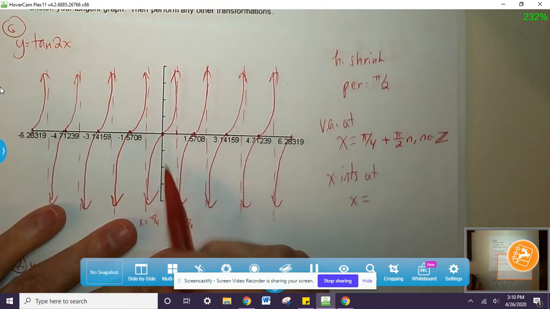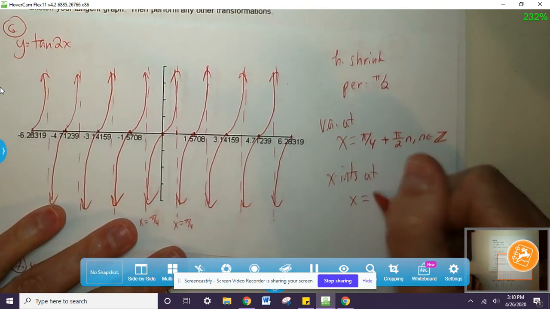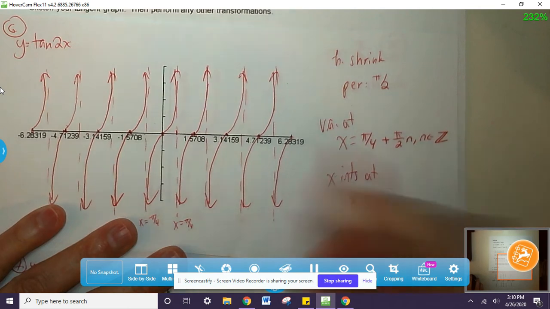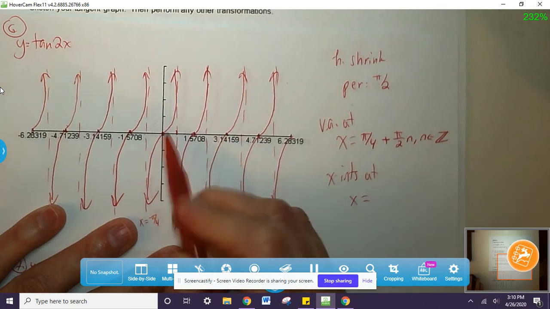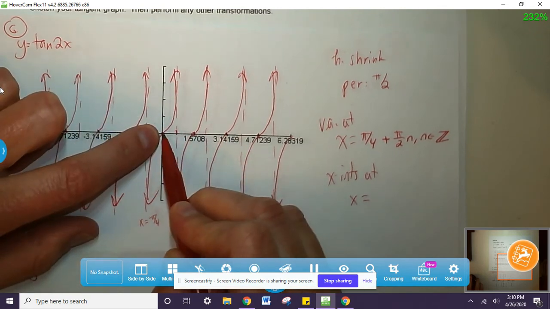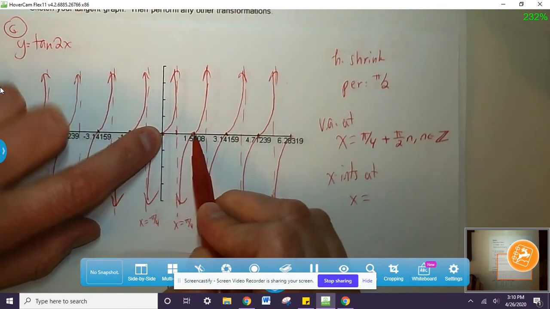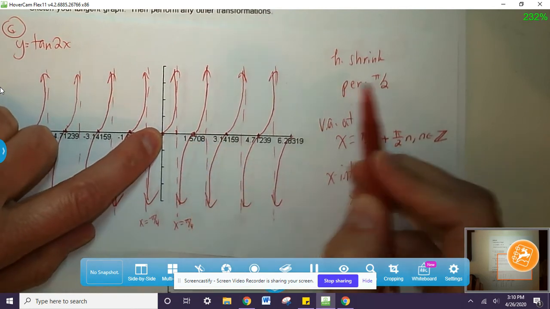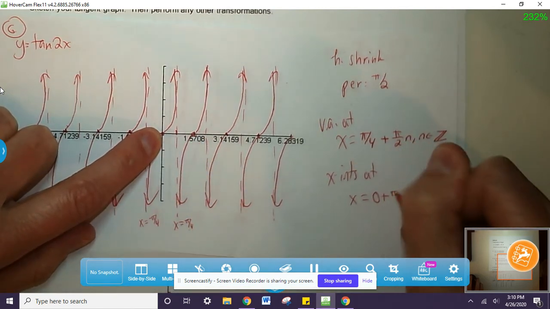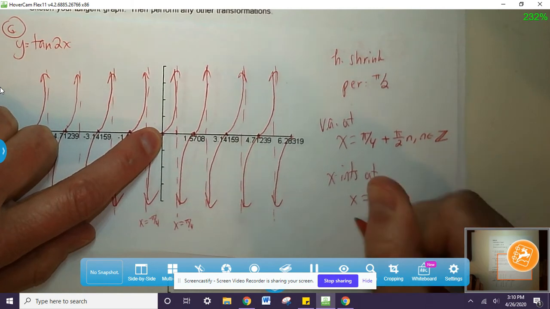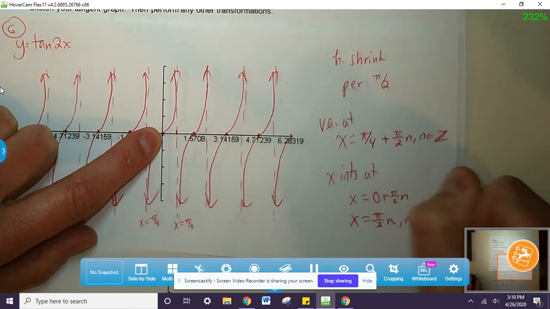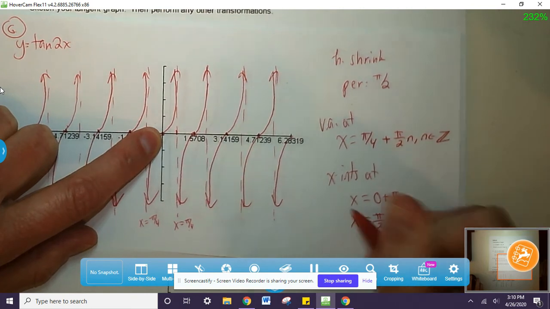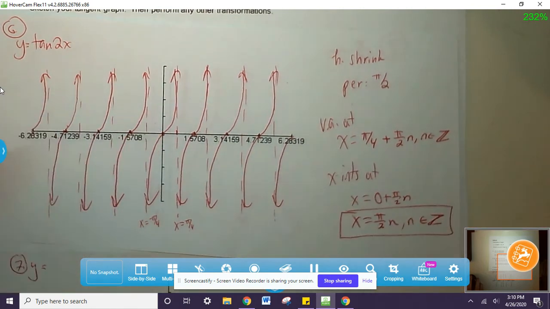And the x-intercepts, the first one I notice is at 0, so I don't have to write 0 plus. If you notice pi over 2 first, that's fine. Negative pi over 2, whatever you want there. And for tangent, the x-intercepts here, the points of inflection, are a full period apart. So if you started with 0, you'd do 0 plus pi over 2n, but we don't have to write the 0 in there. So for x-intercepts, I can just write that.